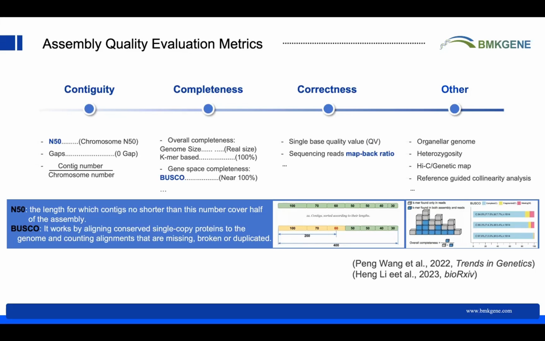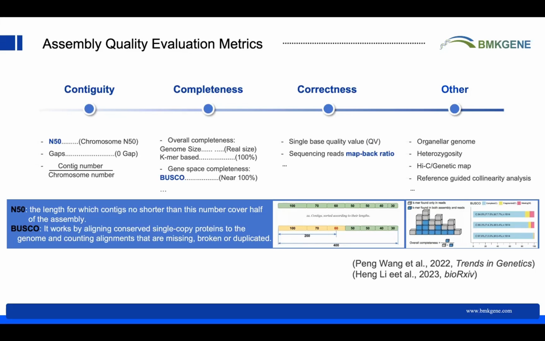And here there are also some new indicators for the continuity evaluation, like the CC ratio, which compares the contig number to the chromosome number to show the continuity. Next part is about the completeness.